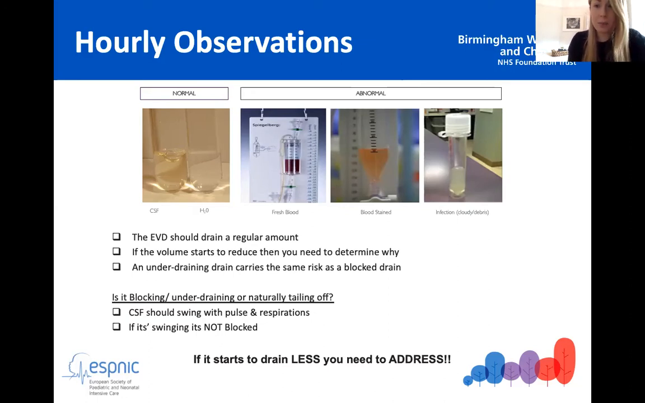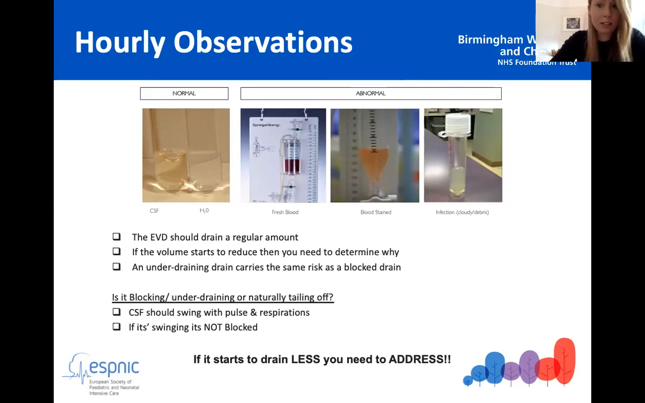The other things that you're going to observe every hour, and that the nurses are definitely going to highlight, is if the drainage of CSF looks an abnormal colour. So we should expect nice, clean CSF to look like a good champagne. And if any blood is documented, it might just be that there's blood staining, it might be that there's fresh or frank blood, or it might be that the CSF starts to look cloudy or get some debris in it, which is a sign of infection.